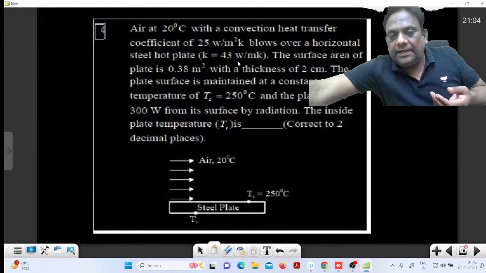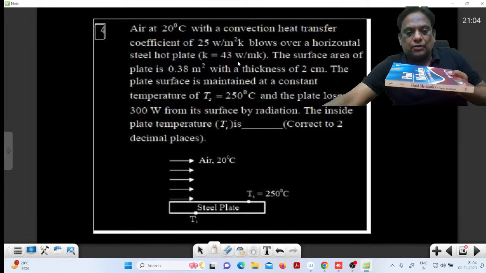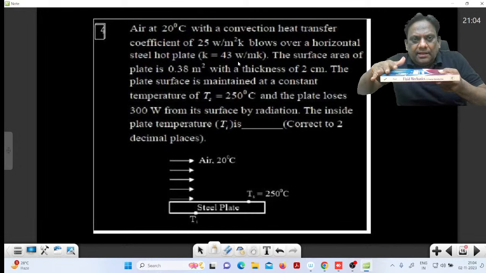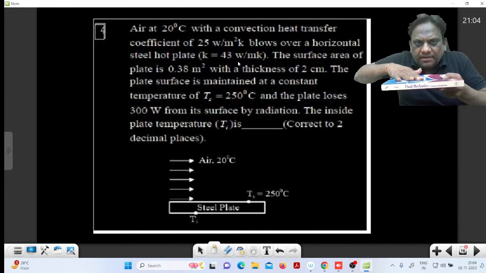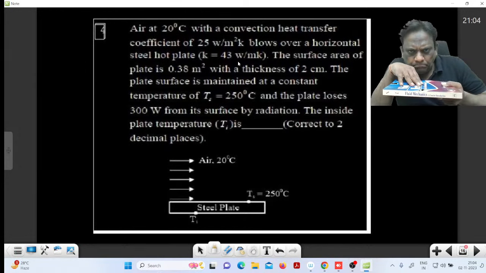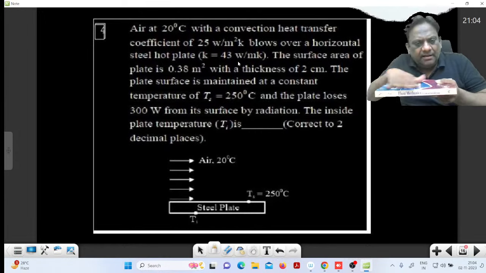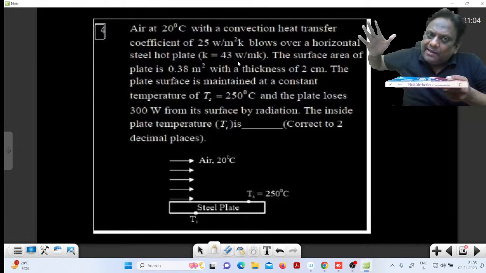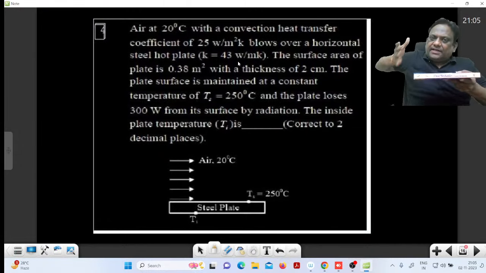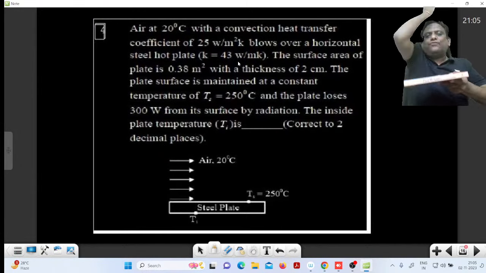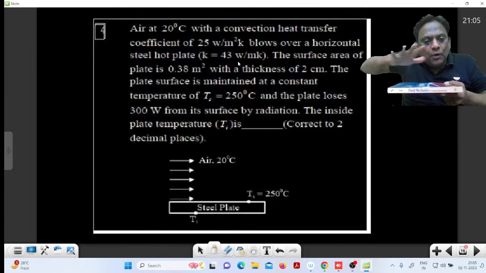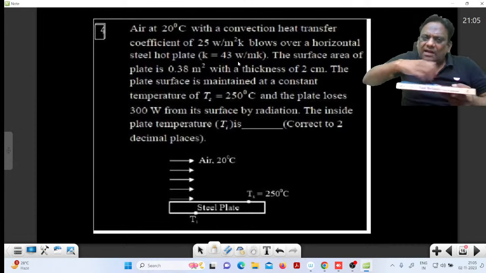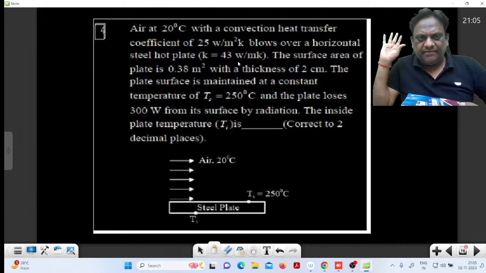There is a hot plate. Let me explain what the question is. First understand the question. There is a hot plate. Its temperature is given, sir. 250 degrees centigrade. The surface temperature of this is 250. Over this plate, air at 20 degree centigrade is flowing. And the convective heat transfer coefficient is given as 25.